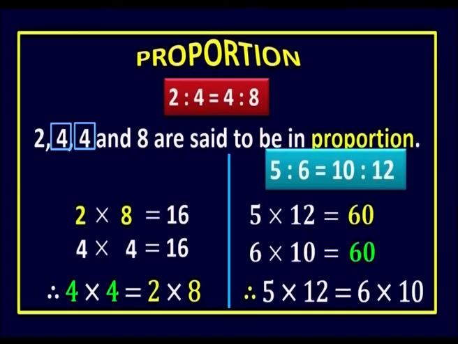Now, this is true for any two ratios which are equal, or this is true if four numbers are in proportion. Got it, children? You take any four numbers which are in proportion and you can verify this property. So, here A is to B is equal to C is to D. I can write A by B is equal to C by D, isn't it, children? A is to B means A by B, C is to D means C by D.